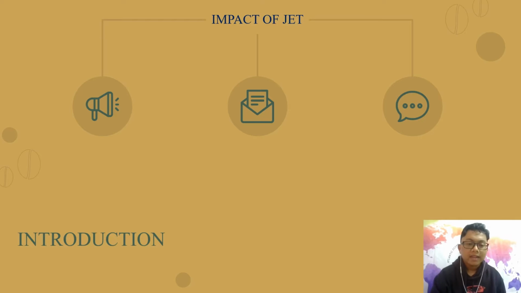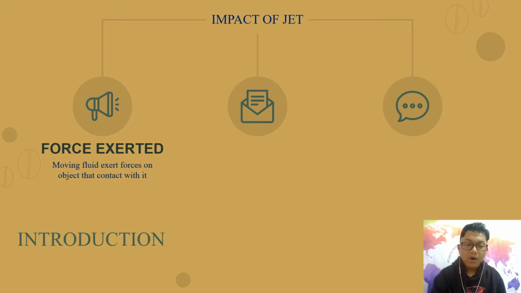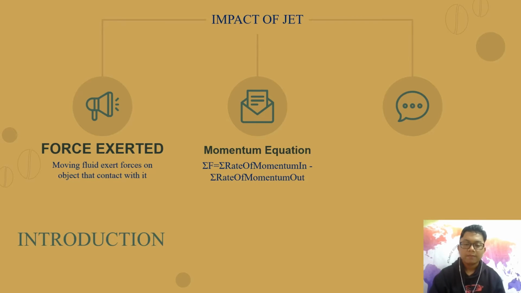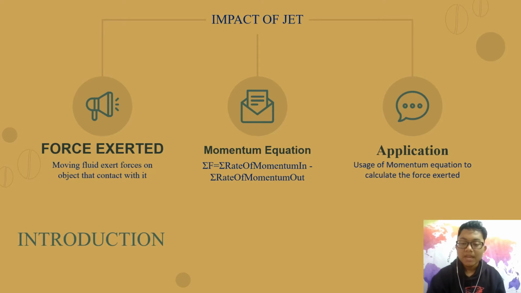So we look at the force exerted, where every moving fluid exerts forces on the object that it contacts. From the momentum equation, we can get the force exerted, where the force exerted is equal to the sum of rate of momentum in minus the sum of rate of momentum out. And for the application, engineers use the momentum equation to calculate the force exerted on that particular object.